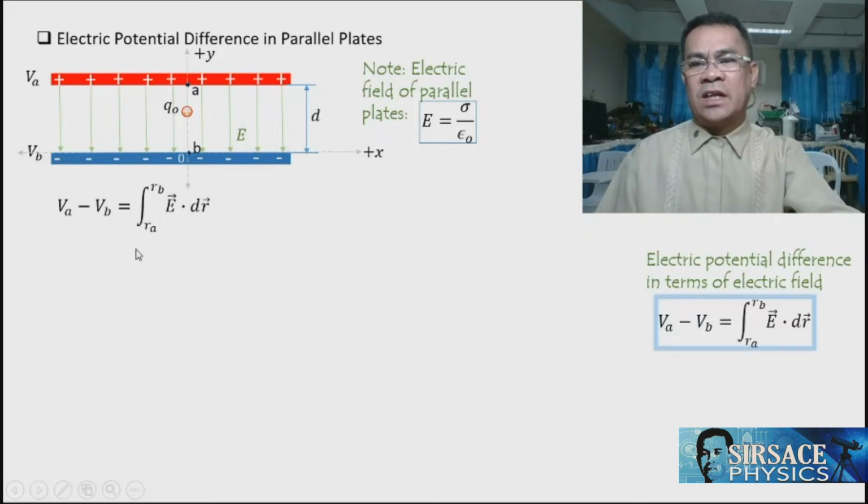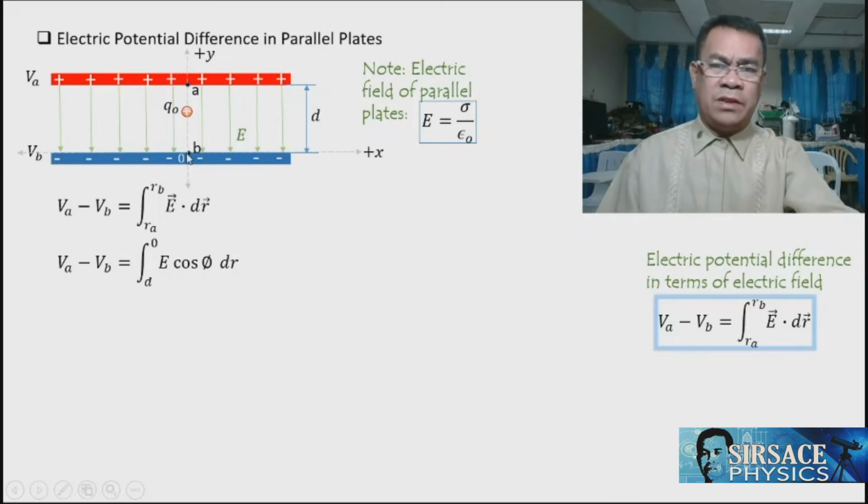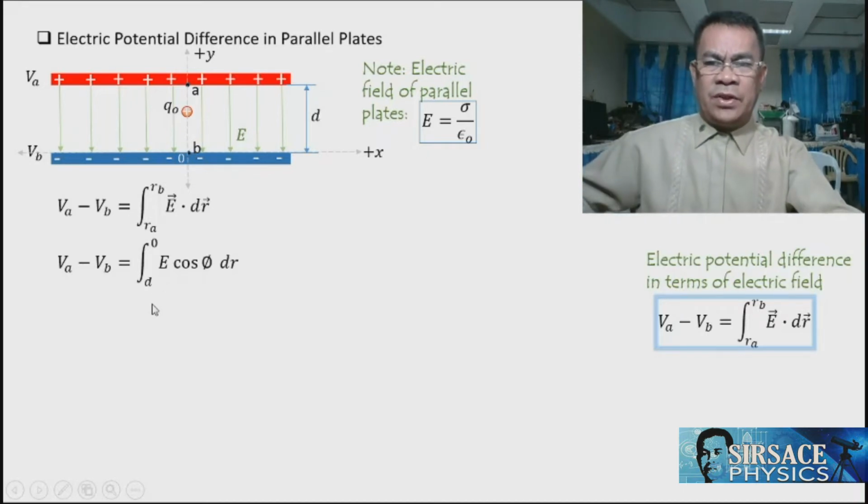Now, what is the integral of electric field? Our task is to solve for the potential difference in terms of electric field. So all you need to do is integrate. The limit should be what? It should be from the initial. What is your initial? A. This is the initial point. So therefore, r should be d. Then the final is zero, because your reference is at the origin.